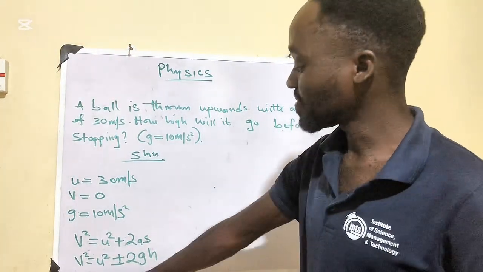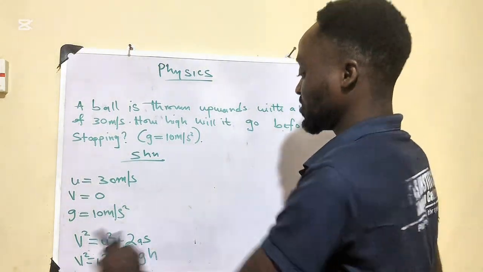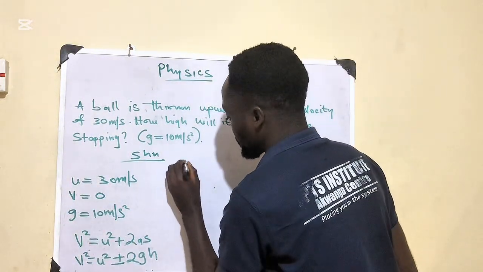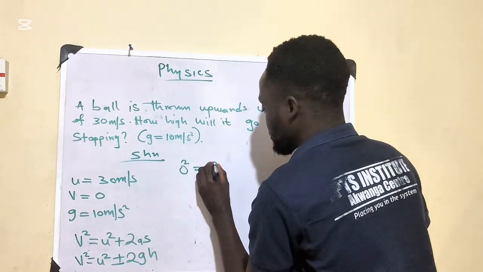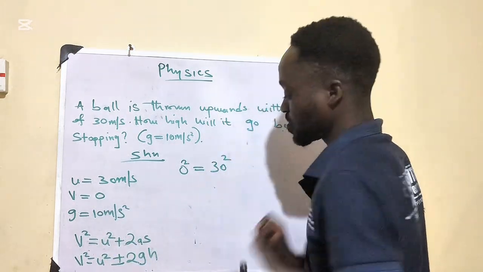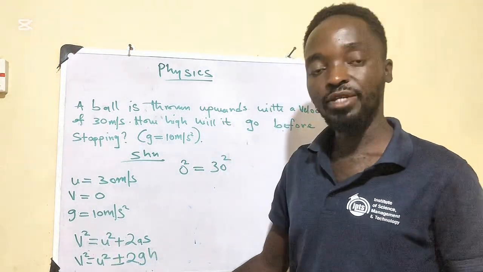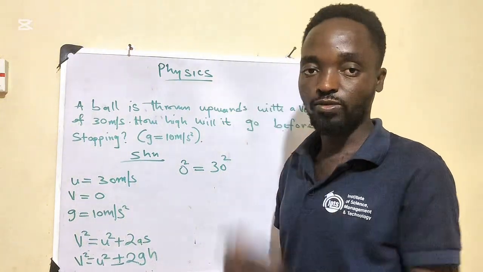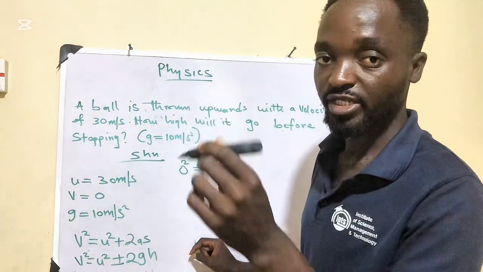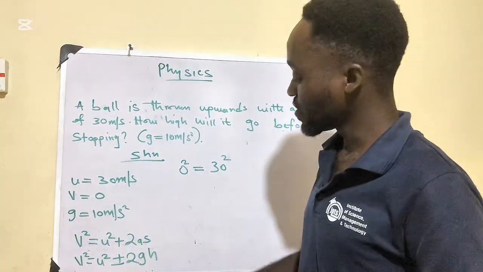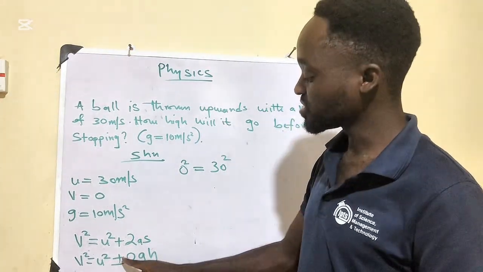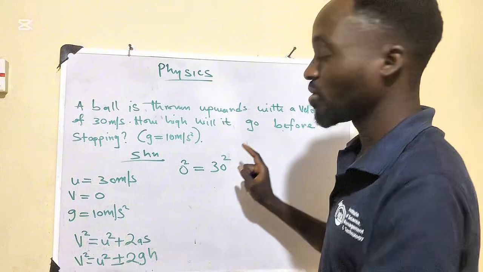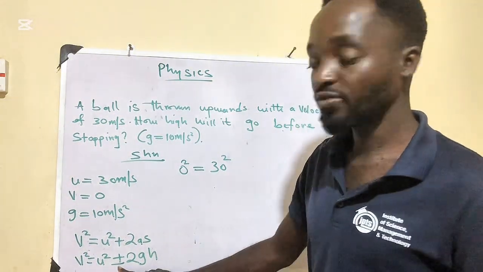So from this equation, we know the final velocity is 0. So 0 squared is equals to u squared, and our initial velocity is 30, so that is 30 squared plus or minus. Now, it is plus or minus depending on whether the body is going up or falling down. When the body is going up, it's going away from gravity, so you use the negative sign. But when it is coming down, use the positive sign. In this case, the ball is thrown upward, it is going up, so this time we are going to use the negative sign.